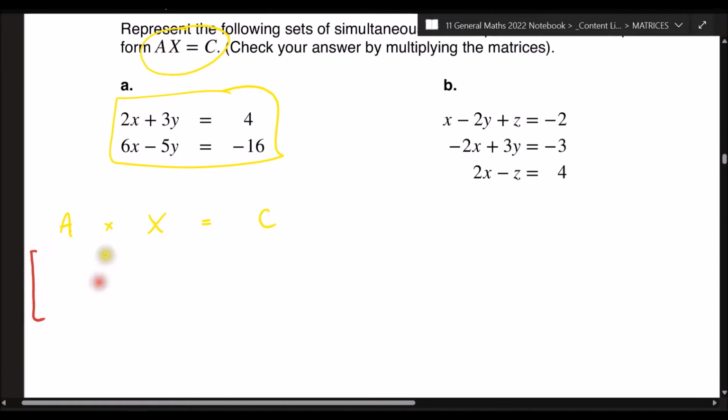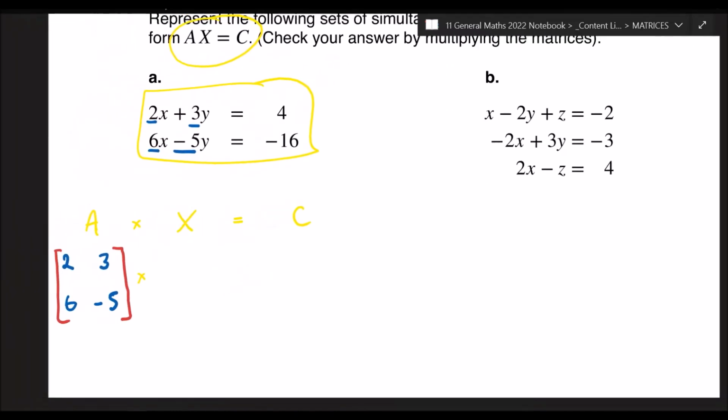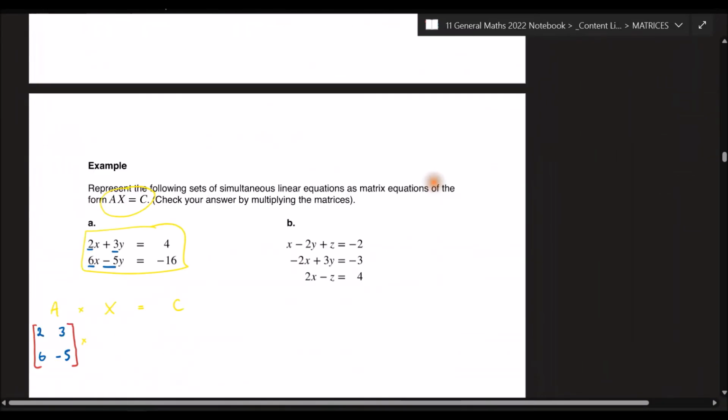So for matrix A, it's the numbers in front of the pronumerals. So the numbers I'm looking at are 2, 3, 6, and negative 5. Those are the numbers that I'm putting in my matrix. So 2, 3, that's my first row. And in my second equation, you've got 6 and negative 5. Okay, easy. That's the first one. Well, that's the first matrix, which is your number matrix. Second one you've got to put in is your letter matrix. Okay, so let's put that in. I want to use the same colors there, so we're all good.